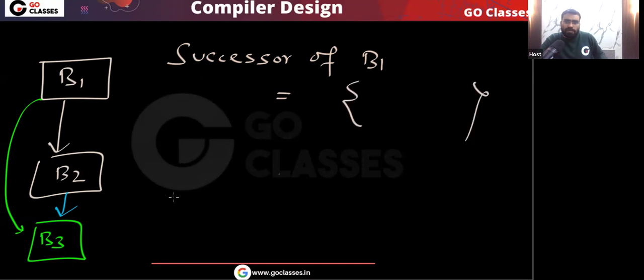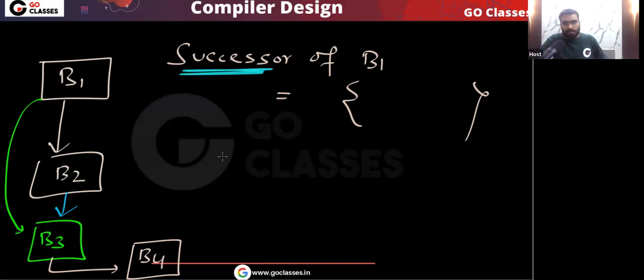And let's assume from B3 there is an edge to B4. Now tell me what is the successor of B1. The successor of B1 is B2, B3 only, because there is an edge from B1 to B2 and B1 to B3. So B2, B3 are the successors of B1.